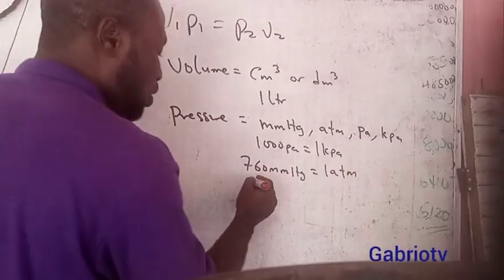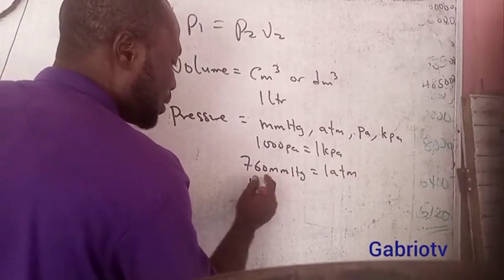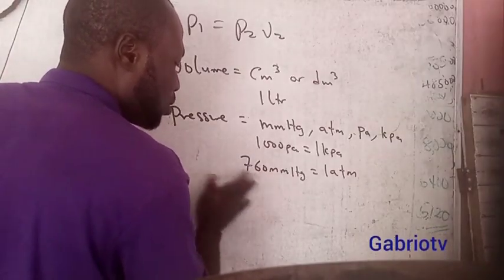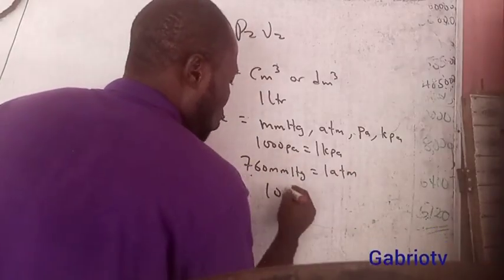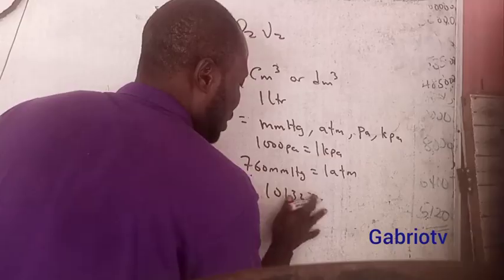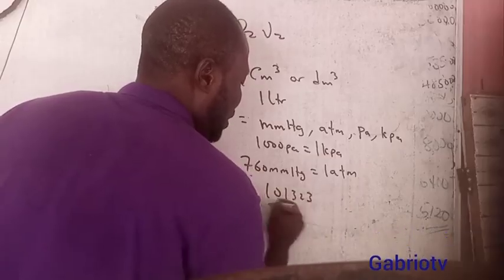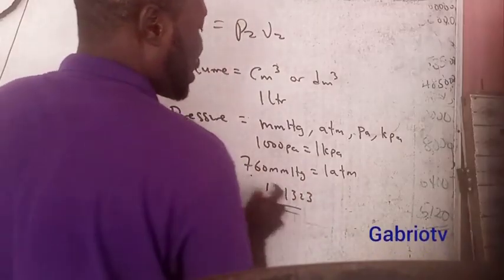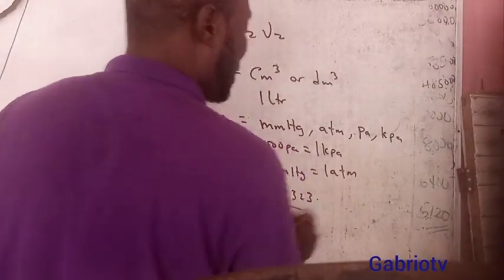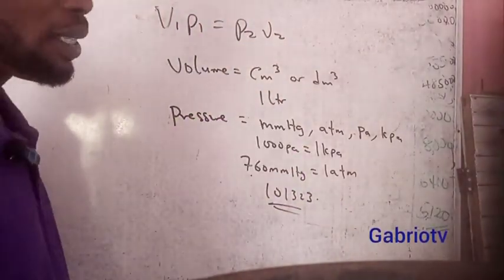And we also have another unit of pressure, 101.325 kPa in terms of pressure. So we can also express it as atmospheric pressure and all that.